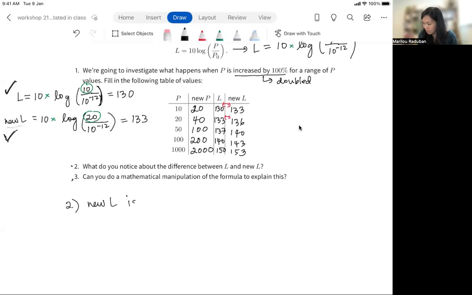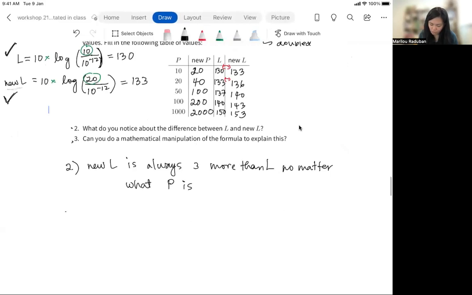So new L is always about 3 more than L, no matter what P is. Right, so notice that for any value of P, new L is always 3 more than L. And so, next question, can you do a mathematical manipulation of the formula to explain why new L is always 3 more than L?